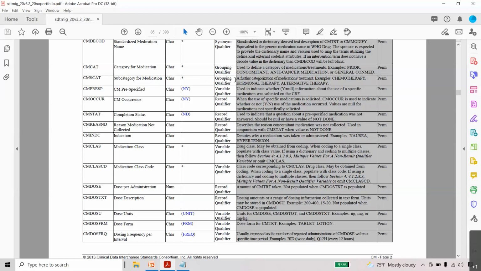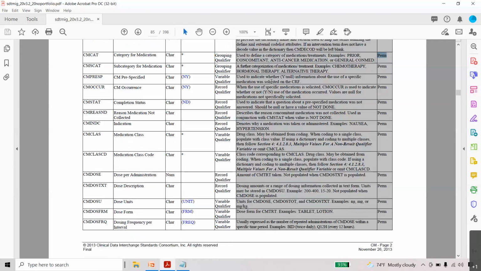As per the SDTM-IG, we can see the CM category value as concomitant medication, anti-cancer medication, or general concomitant medication. Based on the study, during CRF making they will give the category so that the information is captured. This is also a permissible variable. If required only, we will capture this information. Otherwise, we will leave it.